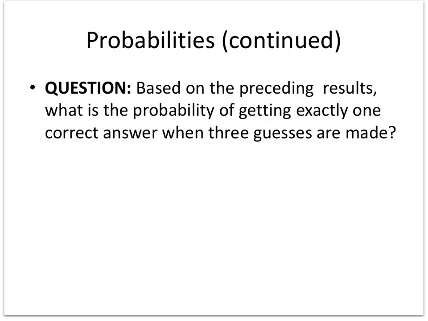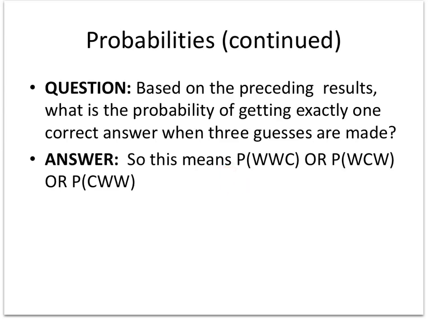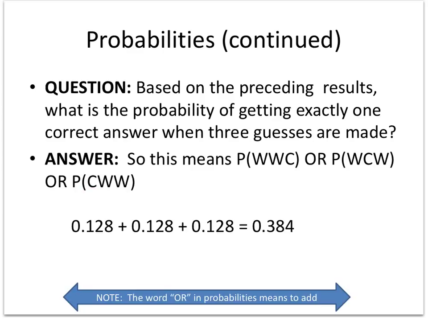Based on the preceding results, what is the probability of getting exactly 1 correct answer when 3 guesses are made? In other words, this means if you get 1 correct, you either get the last one correct, or the second one correct, or the first one. Remember, the word or in probabilities means to add. So the last one correct, or the second one correct, or the first one correct. Add up the probabilities to get your answer.